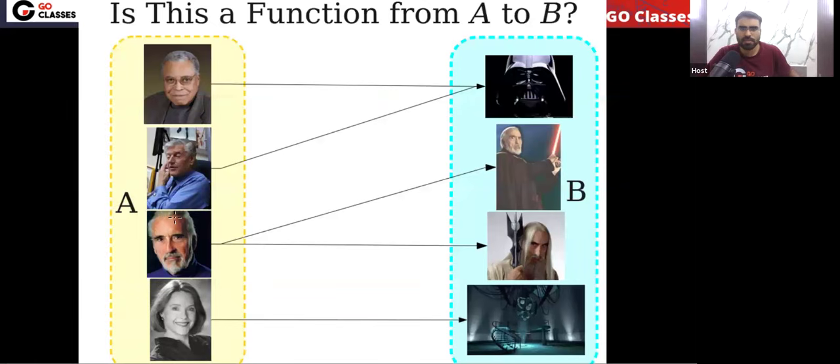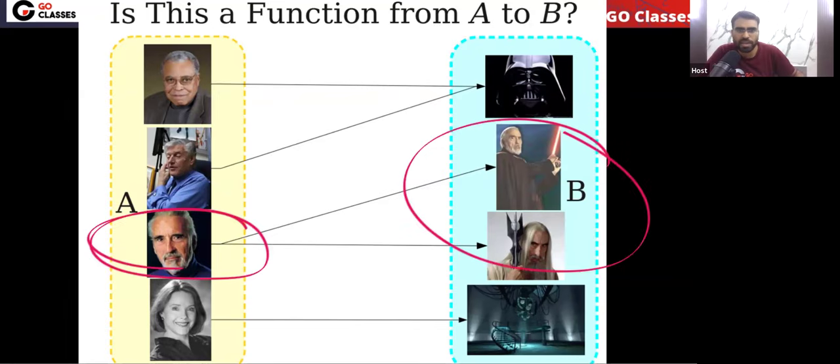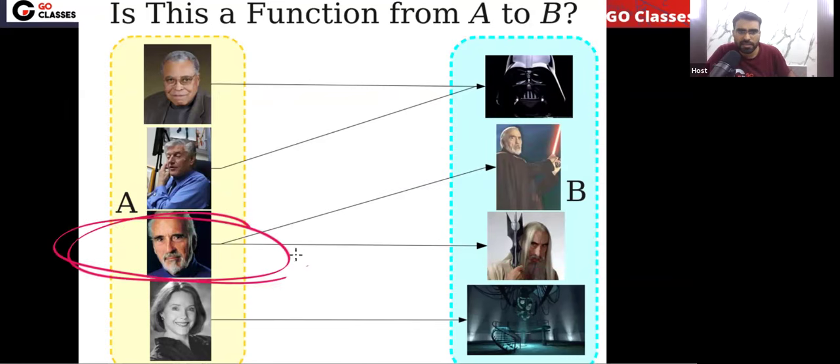What about this? This structure on your screen, is this a function from set A to set B? This is set A and this is set B. This is not a function. Where is the violation? You can notice this is the violation. This element is associated with more than one element of set B. So that is the violation.